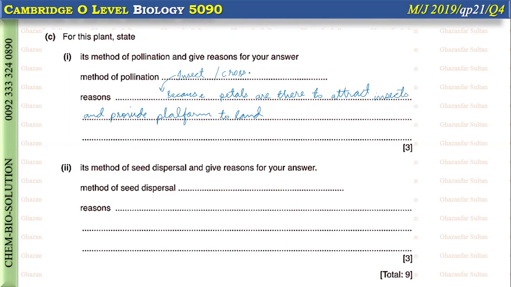And the reason for this part, why this is cross pollination: it is cross pollination because anthers are below stigma.